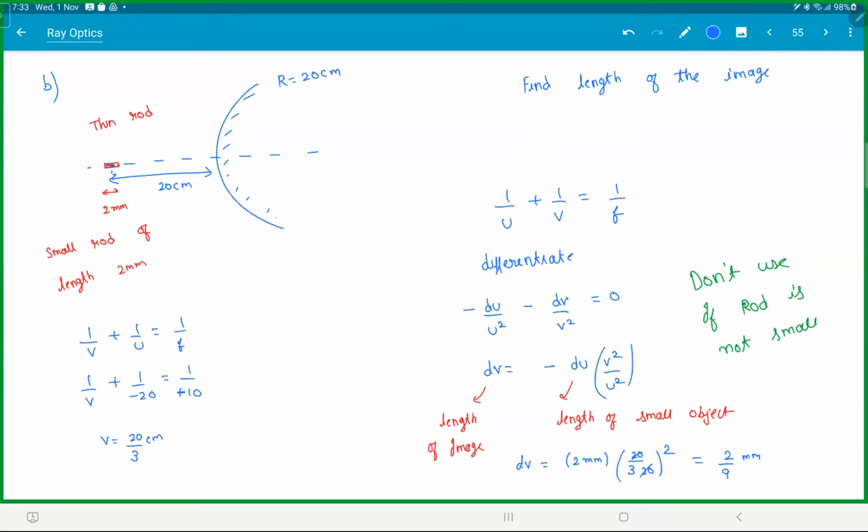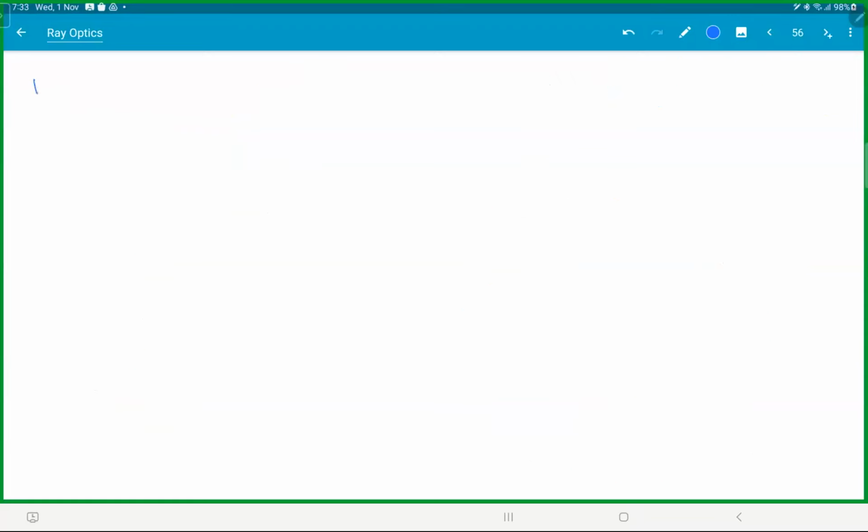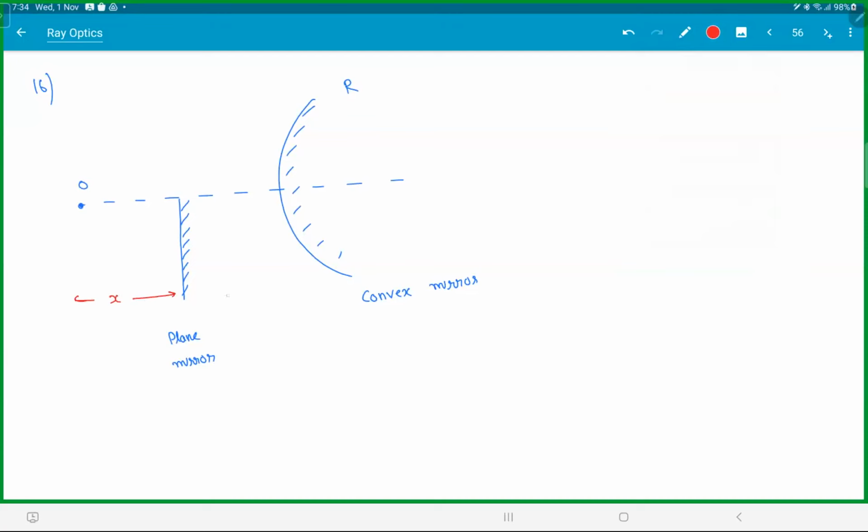Turning the page. Any doubts so far, please ask. Let's say we have a mirror of radius r, this is the principal axis, and we have one more mirror. We have a convex mirror and a plane mirror, and an object here. This distance is x and this distance is y.